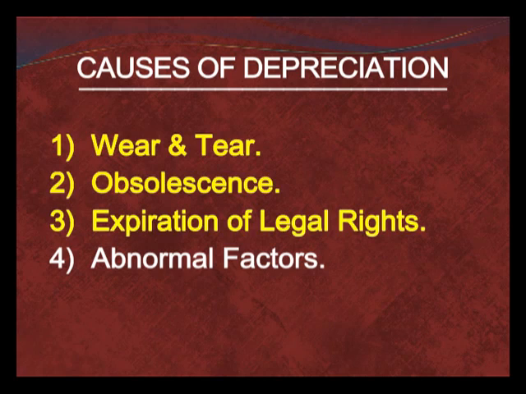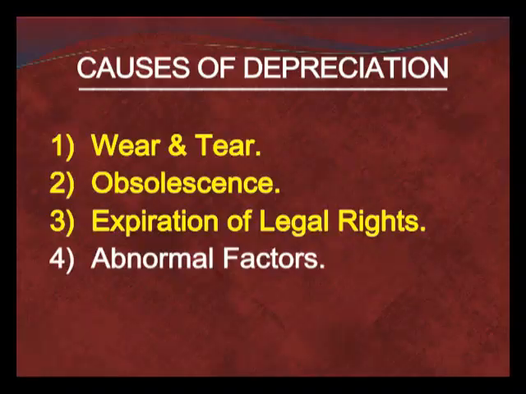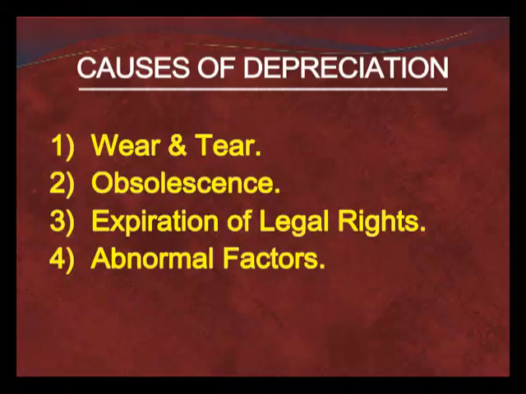There are certain categories of assets whose value is reduced after the agreement term expires. Such kinds of assets are patents, copyrights, etc. The last but not least cause is abnormal factors. Abnormal factors are those which arise due to certain contingent events like accidents, earthquakes. So we have understood the various causes which affect the value of depreciation.